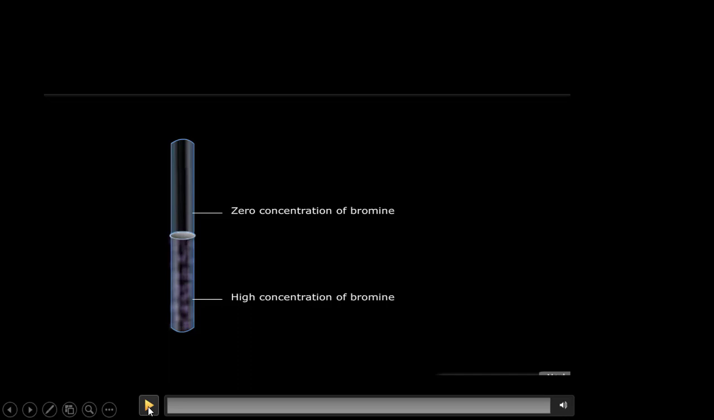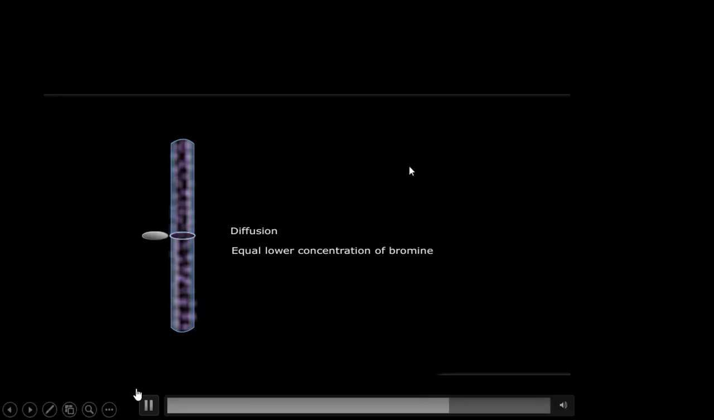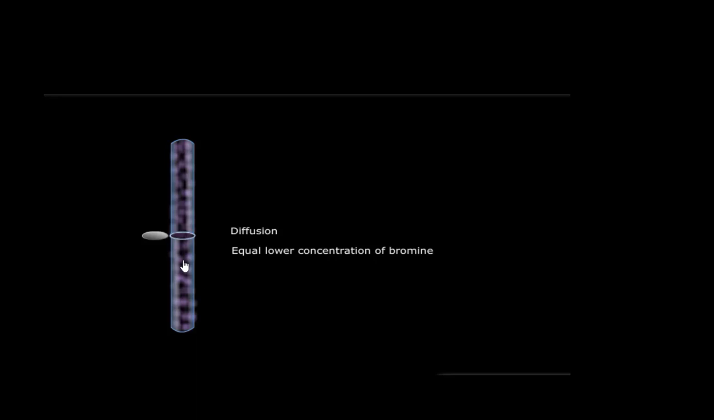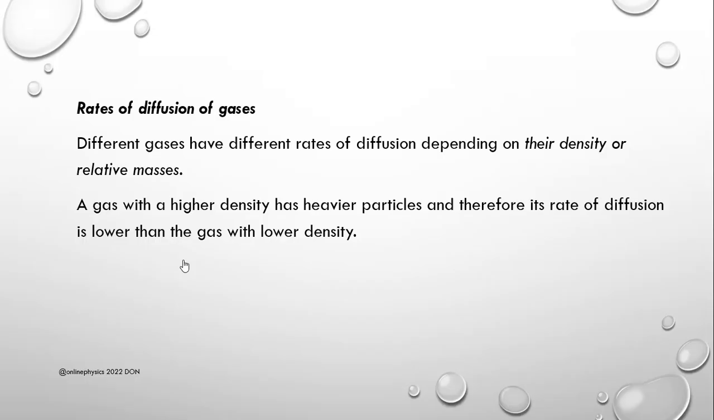Once the cover is removed, you will see the two gases mixing from higher to lower concentration of bromine. Initially bromine was brown, but as they mix, a pale brown mixture is formed because of the diffusion of the two gases moving to where they have lower concentration. So that one is done.